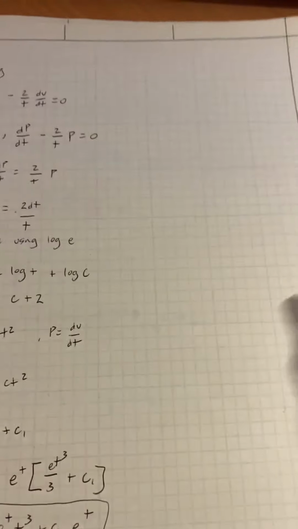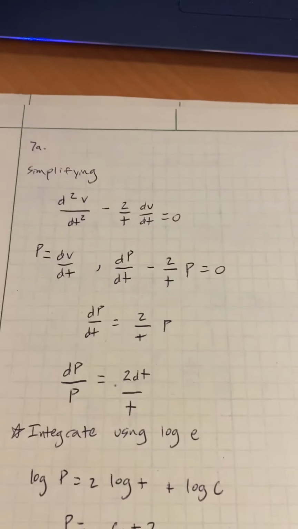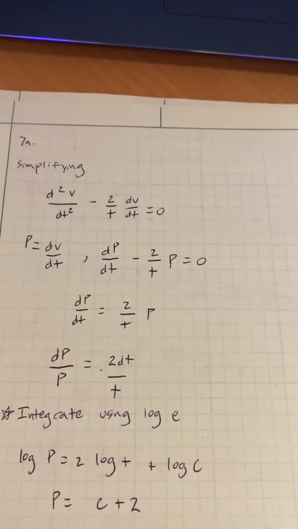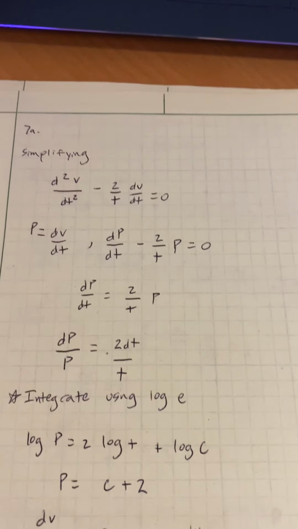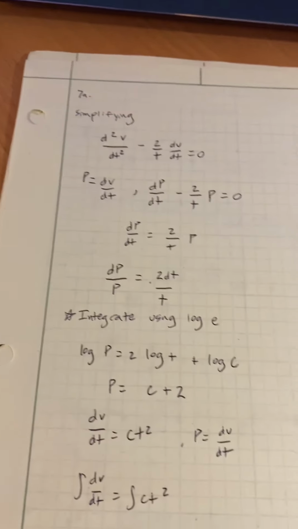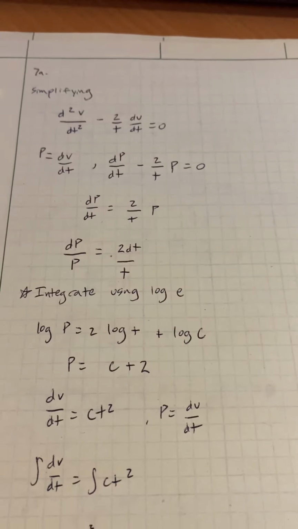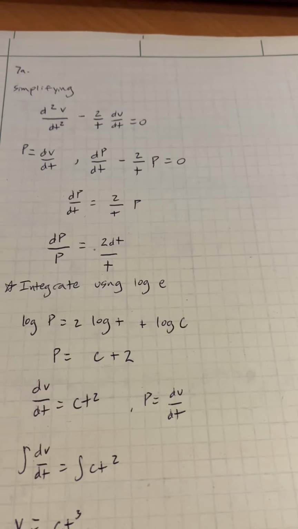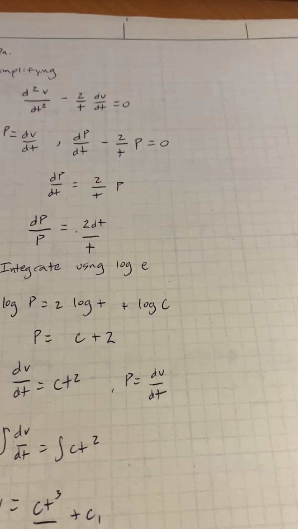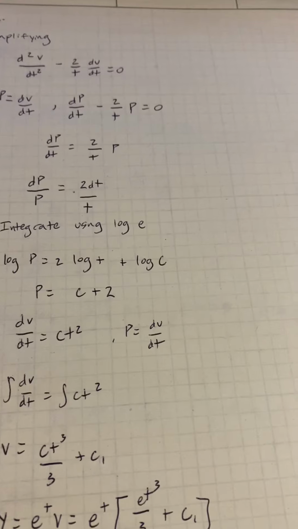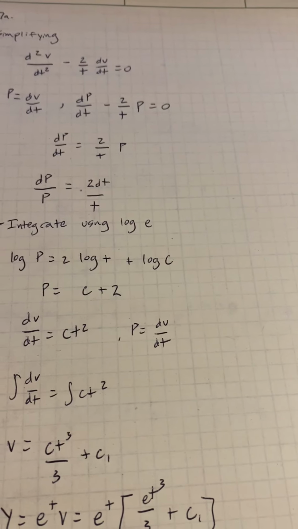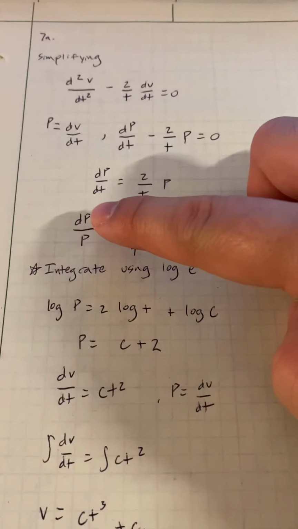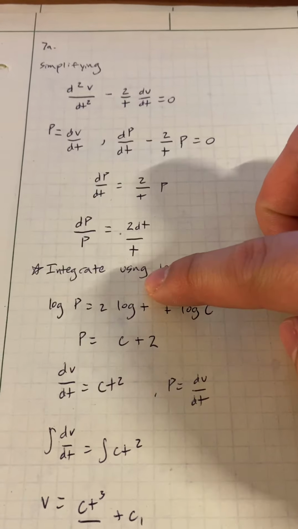Simplifying that big equation, we get d squared v over dt squared minus (2 plus 2 over t) dv over dt equal to 0. Now we're going to use the value p equals dv over dt. So we have dp over dt minus 2 over t p equal to 0. Setting each value to the other side, we get dp over dt is equal to 2 over t p. Then I got the like functions together, p on one side and t on the other.